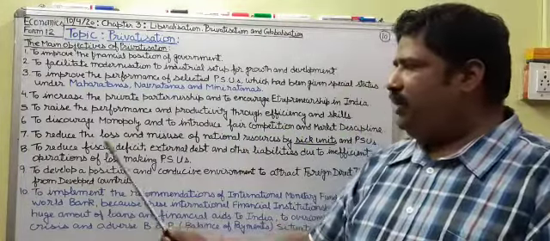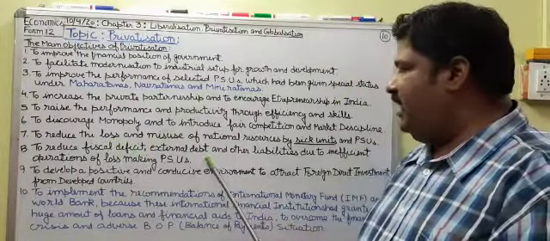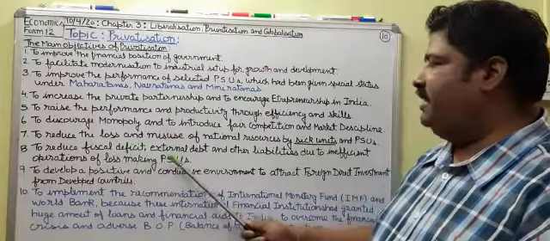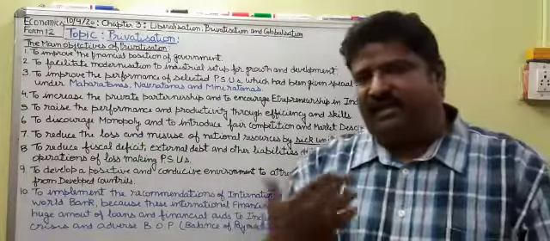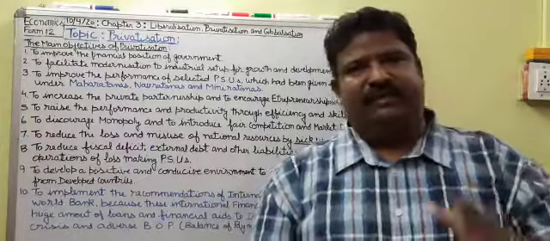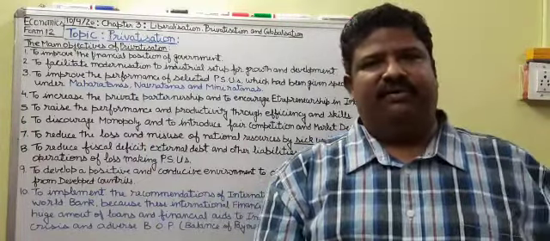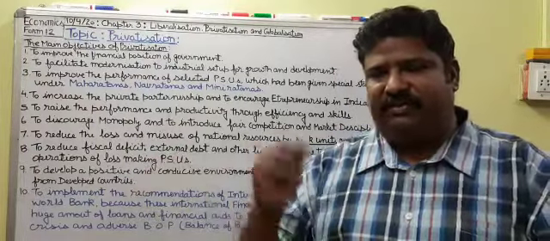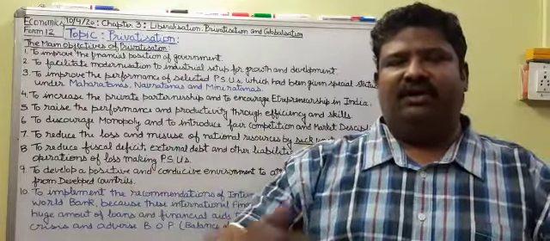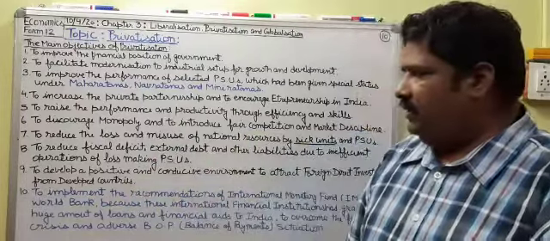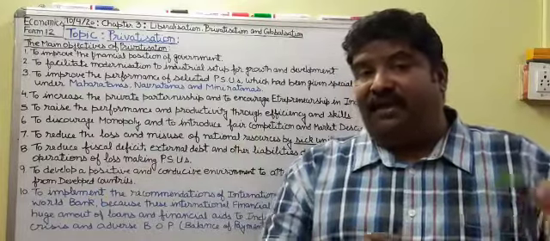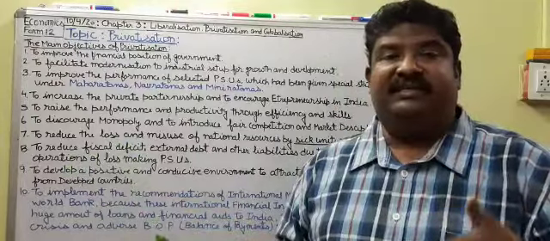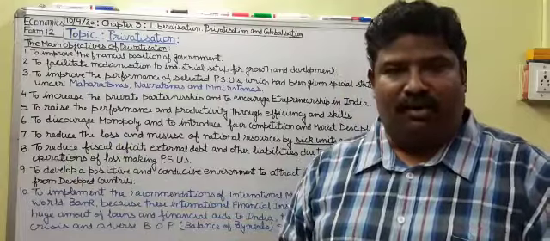Then point number 8, to reduce fiscal deficit, external debt and other liabilities due to inefficient operations of loss-making PSUs. Whenever there is loss and the government is putting in a lot of financial assets and capital funds, what was the result with this type of units? They were incurring loss and loss and loss. So it was putting a burden on the budget, and this fiscal deficit was one of the reasons for increasing the tax on the layman, the common man also.